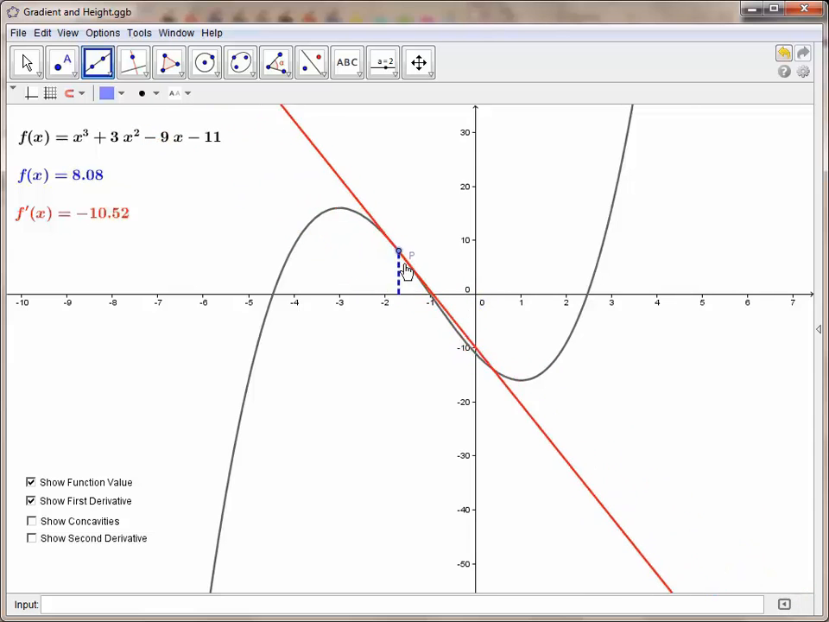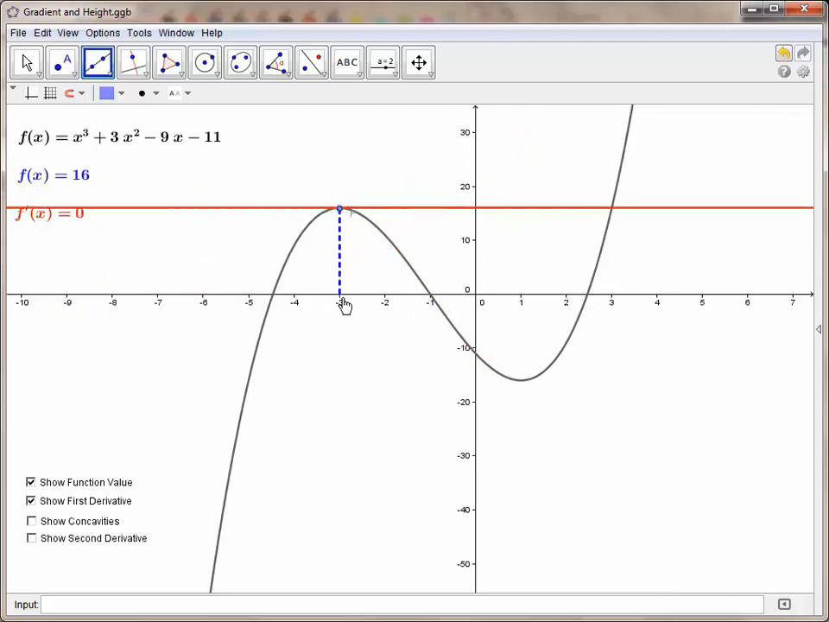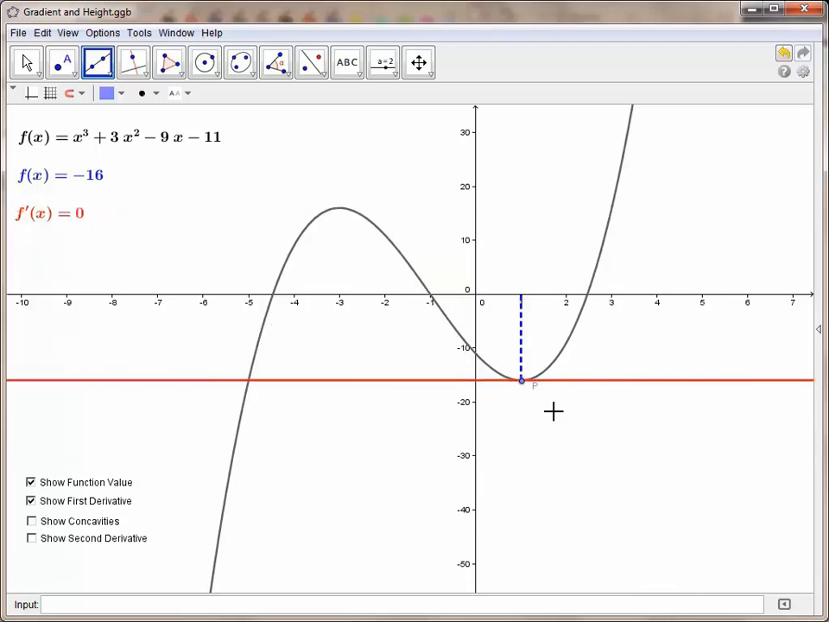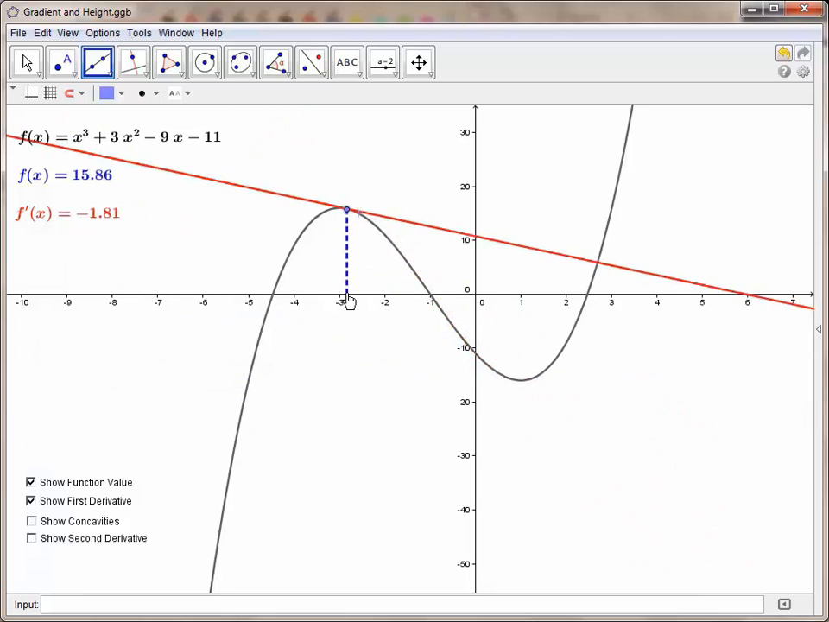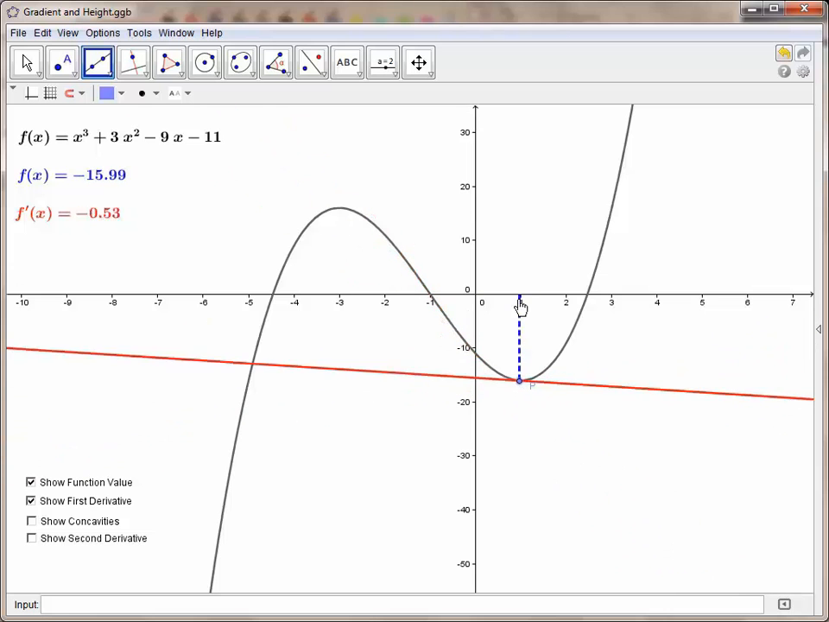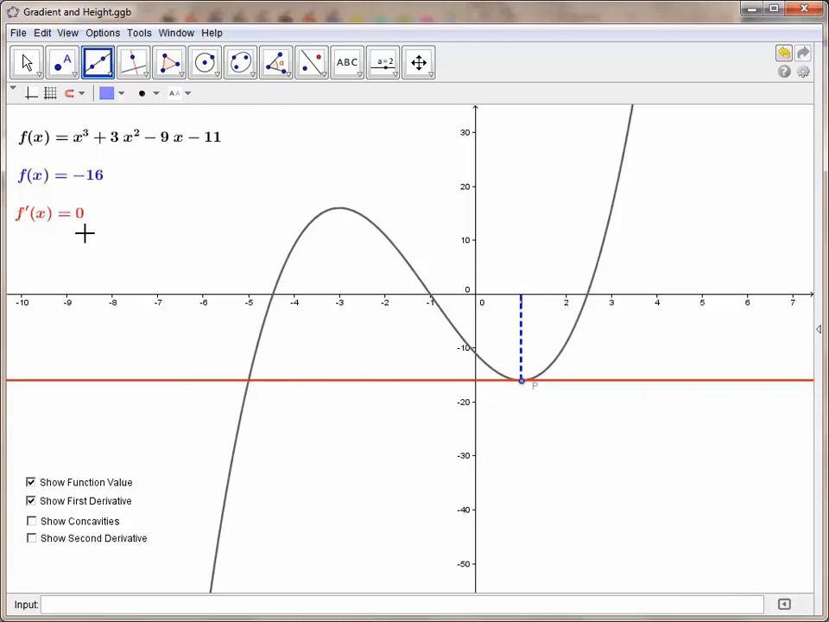Now, there are two places where this particular function is not going to be either positive or negative, and those two places are going to be here at this maximum point, or possibly over here at this minimum point. Now, this maximum and this minimum are examples of what we call stationary points. They're places where the first derivative is 0.